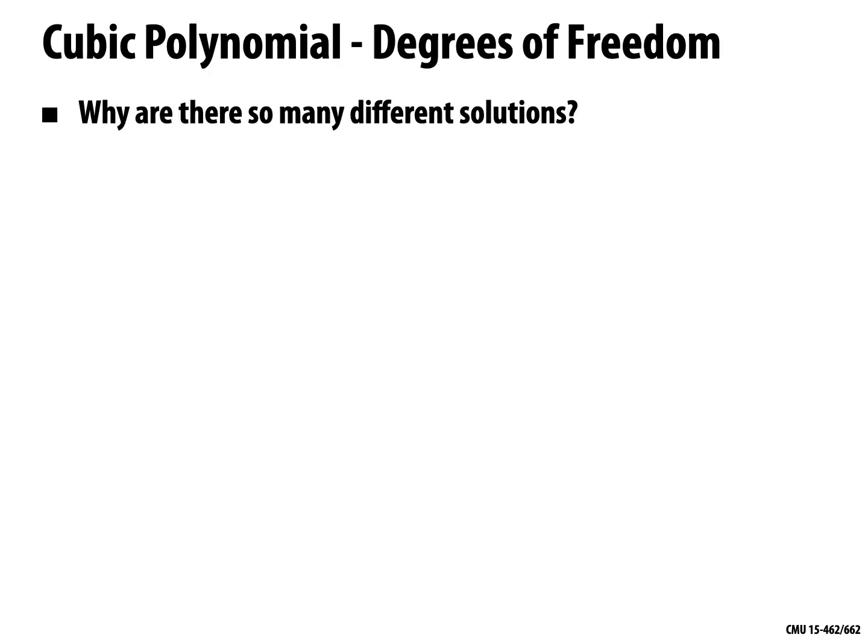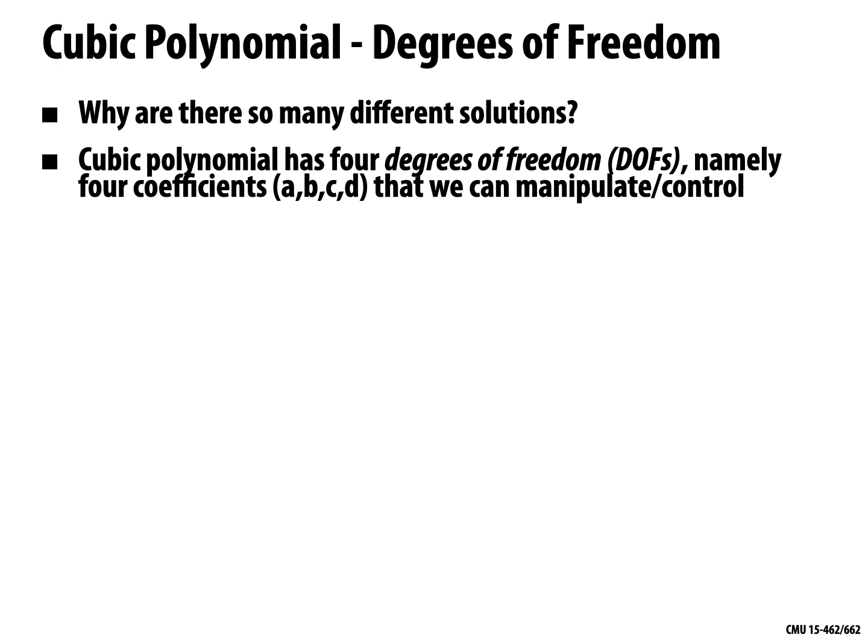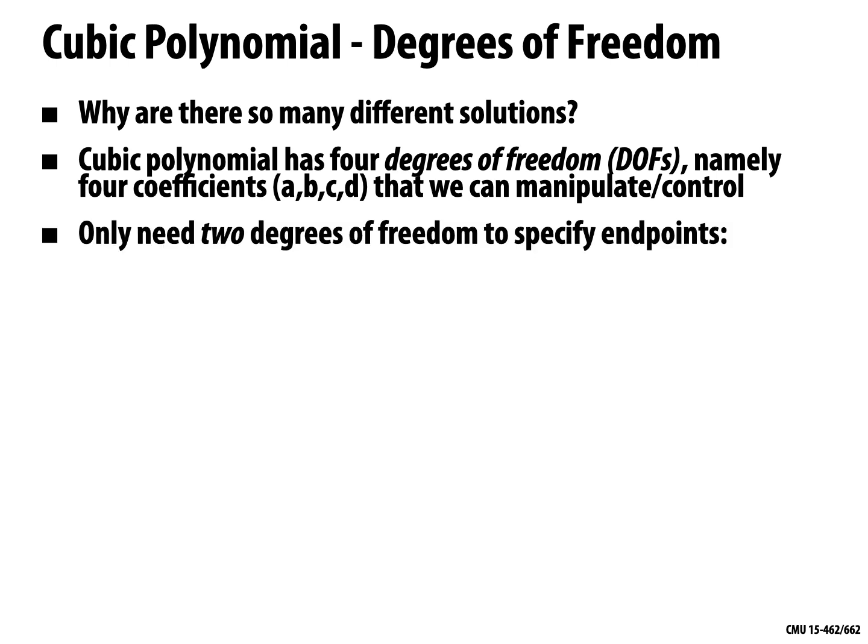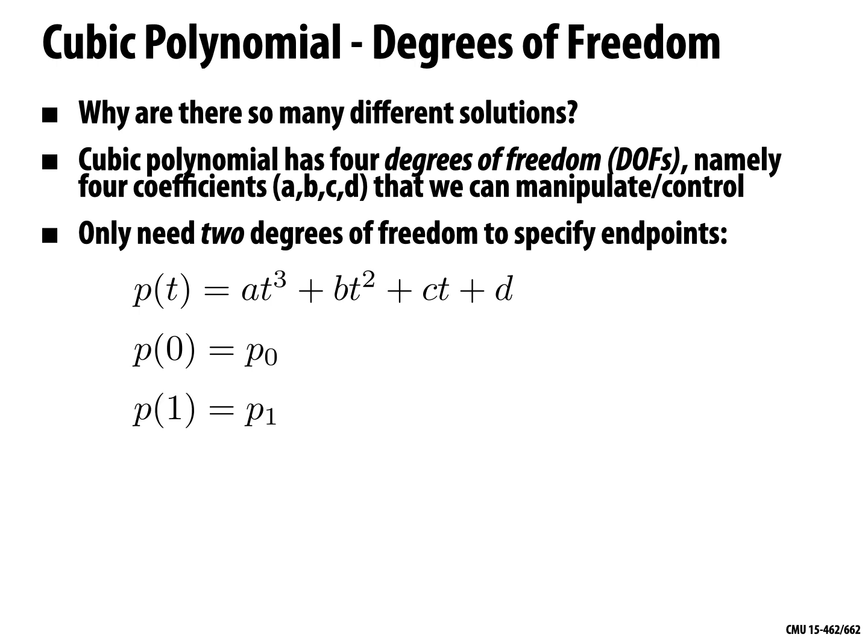All right, why are there so many different solutions? Well, again, a cubic polynomial has these 4 degrees of freedom, a, b, c, d. We only need 2 degrees of freedom to specify the endpoints. Right? So again, if we have this polynomial p of t, then at time 0, we want it to be equal to the first point, p naught. At time 1, we want it to be equal to the second value, p1.